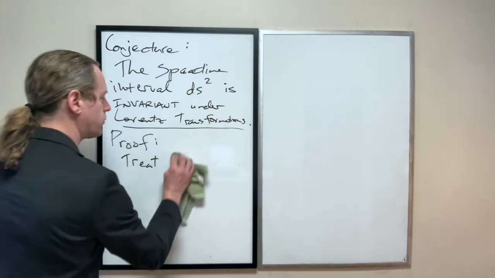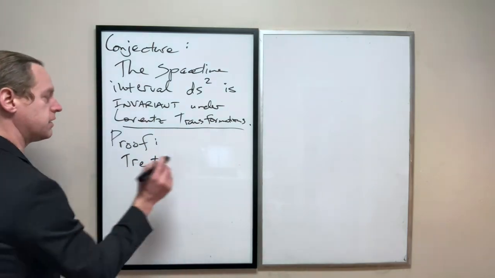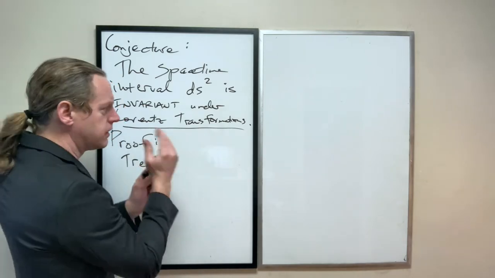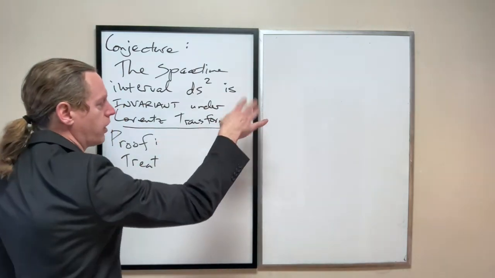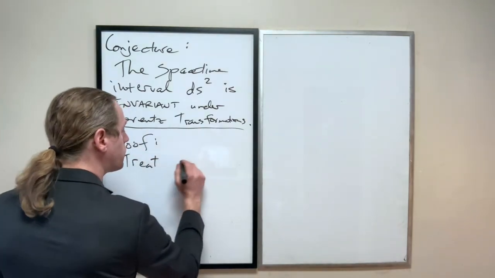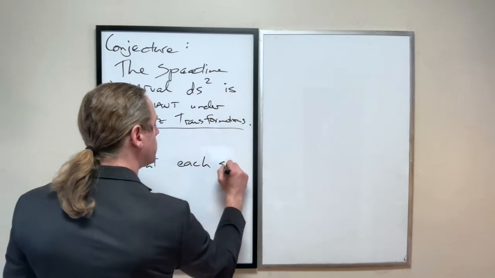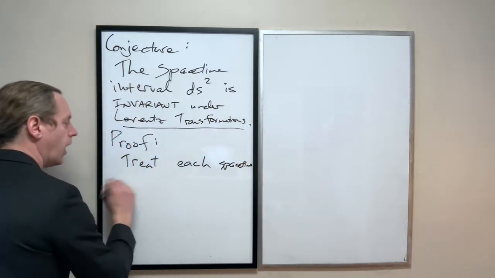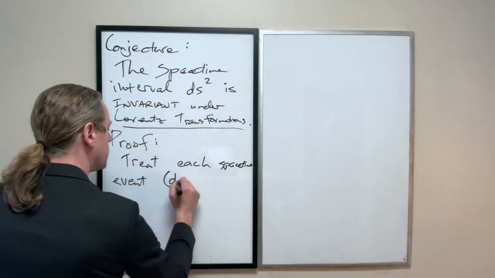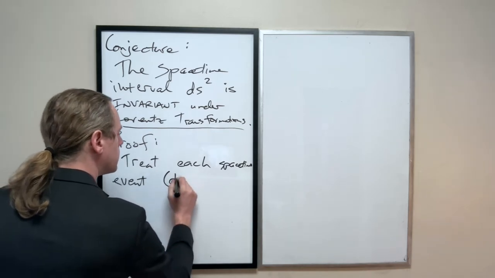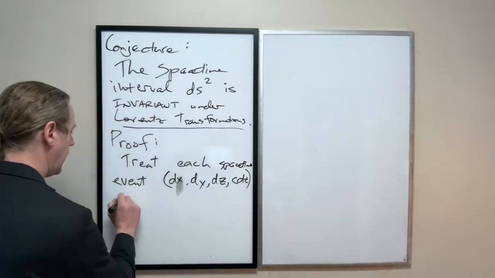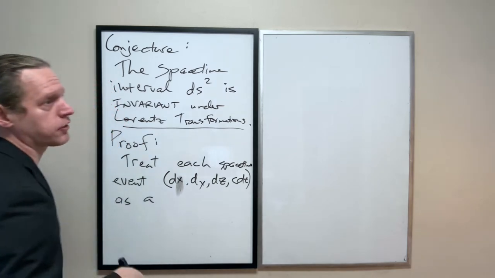I should say that we're going to treat a differential space-time element, dx squared, dy squared, dz squared, and c dt squared. We're going to treat each space-time event, dx, dy, dz, c dt, as, in this case, a column vector.